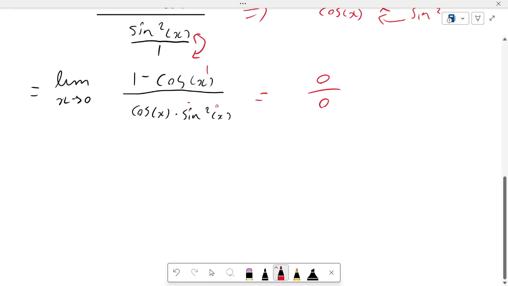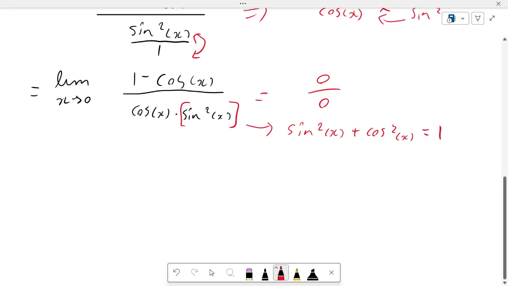But what we can do is the following. We know that sine square of x can also be written using an identity. Note that we have the following identity, right? Sine square x falls under the identity where we say sine square x plus cos square x is equal to 1.